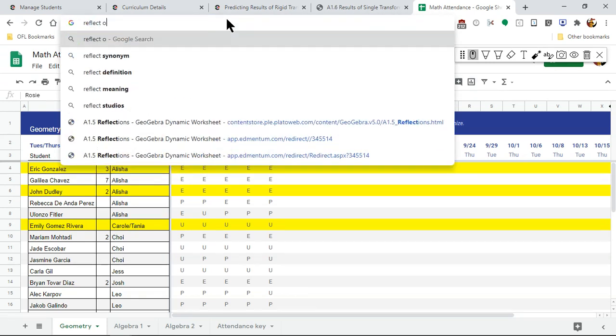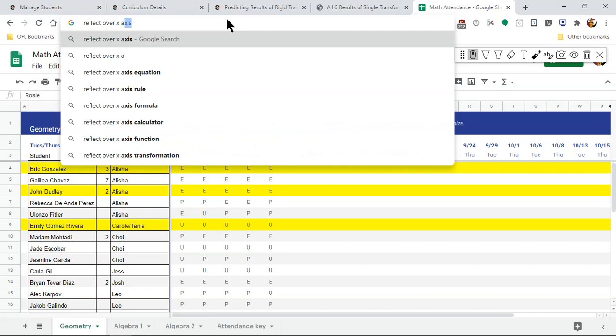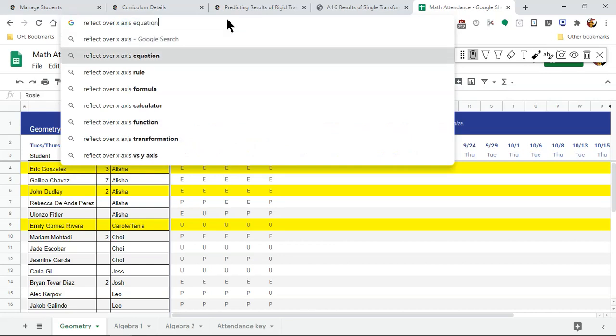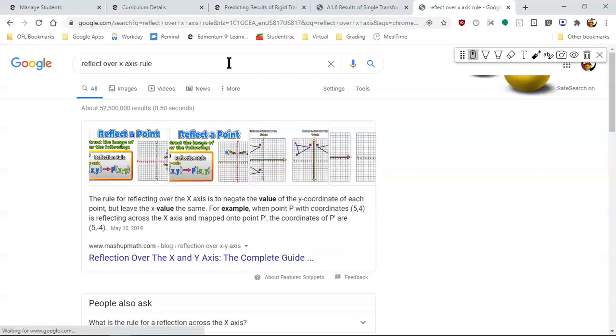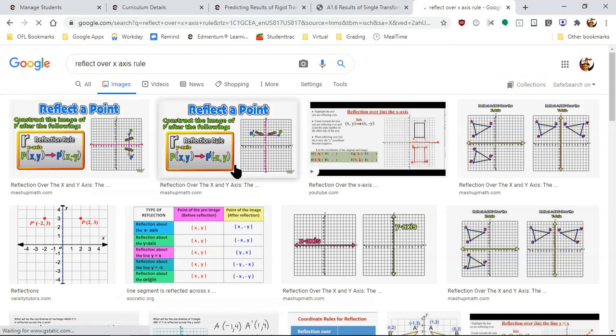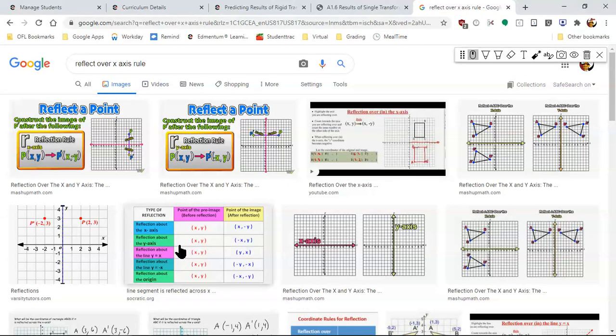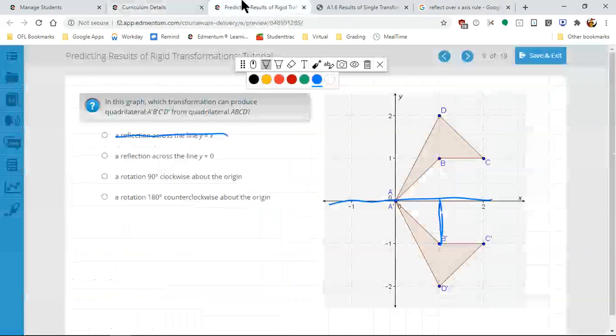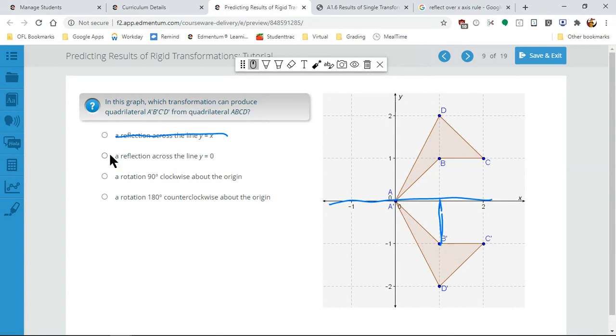Reflect over x axis rule. So let's see if there's an image here. If I Google it, that'll help me out. Oh, here it is. If I reflect over the y-axis, this flips. If I reflect over the x-axis, the y just changes signs. And that looks like that's what's happening. This is a negative, that's a positive. So it looks like this is my x-axis. My x-axis is that.